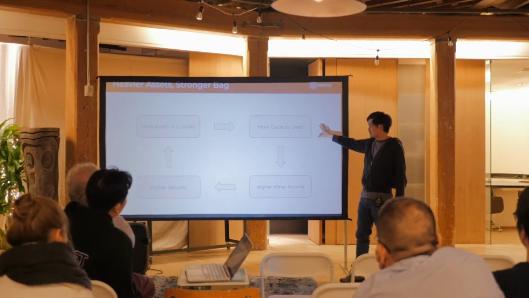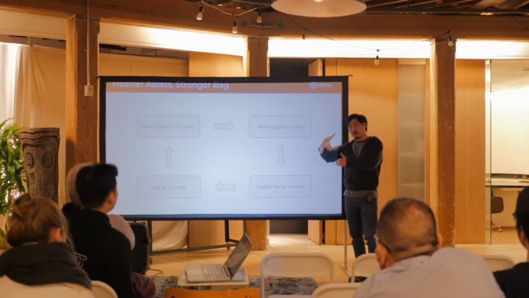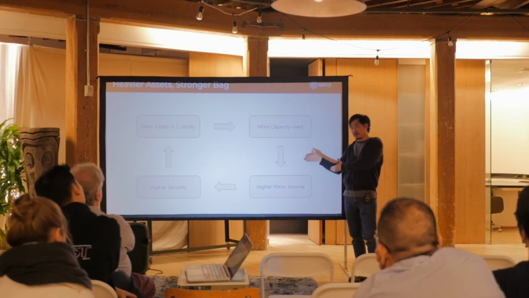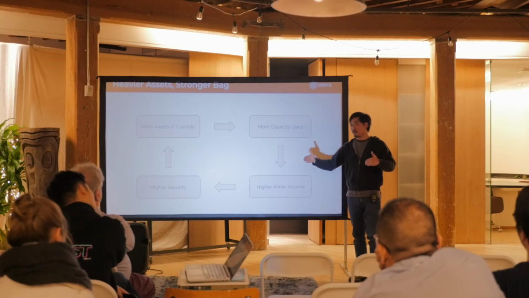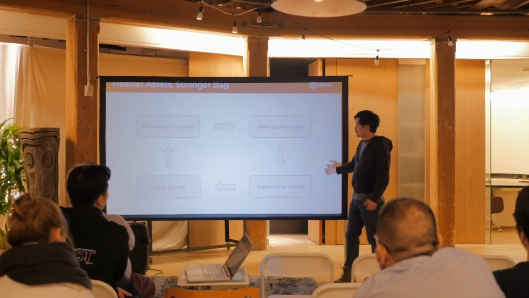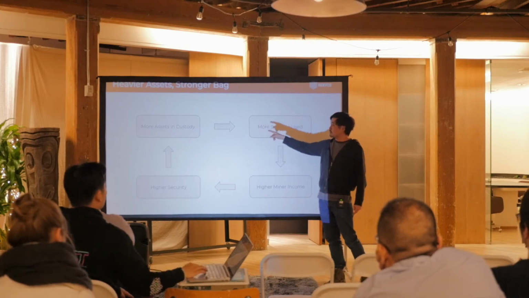More capacity used means higher miner income. Again, more capacity used means fewer people are going to be able to store their tokens in the Nervos DAO, which means the miners will get a bigger share of the secondary issuance over time. Which means higher security, and higher security also leads to more assets in custody.